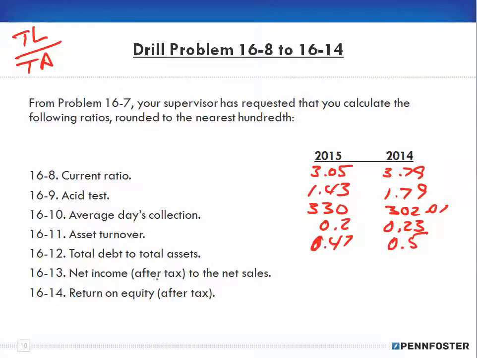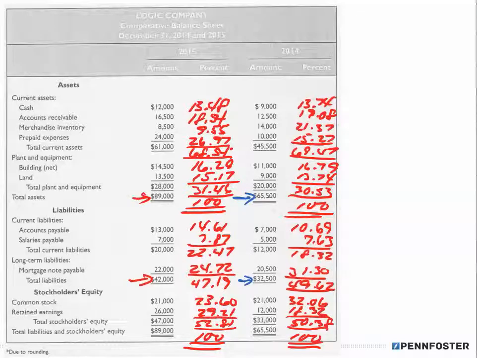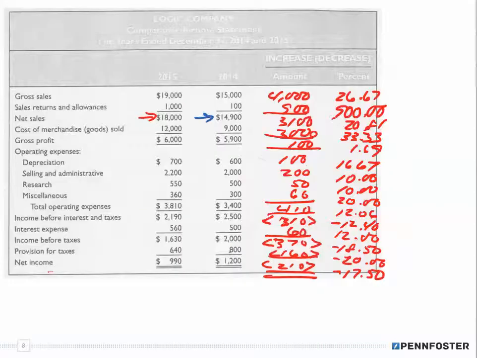All right, 16-13, net income after tax to the net sales. So net income, and remember that's after tax, to my net sales. My net income and my net sales are on my income statement. So my net income is $990 and my net sales is 18,000.